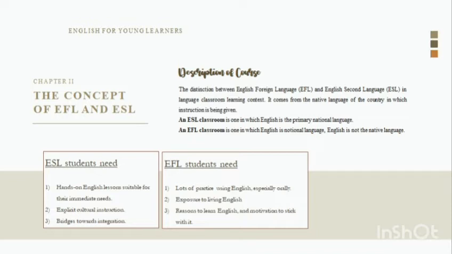Based on this explanation, we can see there are different lesson plans between ESL and EFL because they do not need the same thing. ESL students need hands-on English lessons suitable for their immediate needs. Meanwhile, EFL students need lots of practice using English, especially orally. And then ESL students need explicit cultural instruction. Meanwhile, EFL students need exposure to living English. And the last one is ESL students need a bridge towards integration. Meanwhile, EFL students need a reason to learn English and motivation to stick with it.